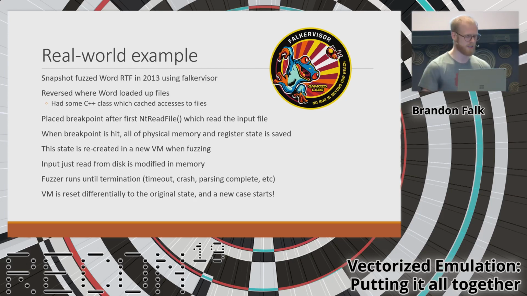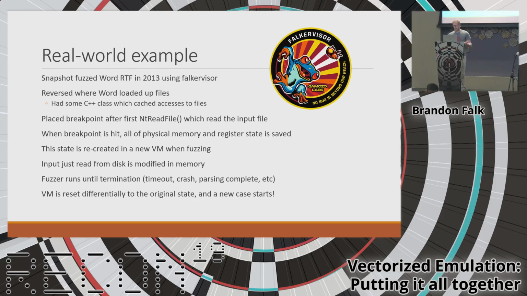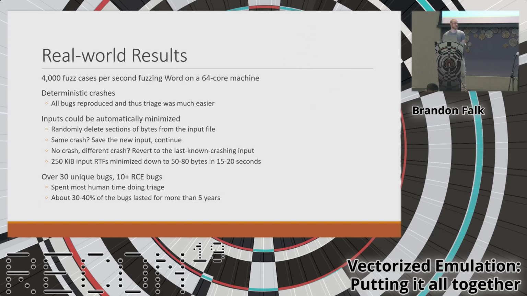By doing this, I was able to fuzz Word at about 4,000 fuzz cases a second, which was a lot for something where traditionally you would maybe get one fuzz case every 15 seconds, because you'd have to wait for it to start up. It's hard to start up multiple Word processes because it doesn't scale out linearly with cores. You would have to probably set them up in VMs or somehow configure them to use separate configuration or maybe user accounts. All the crashes that I found in this environment were deterministic.